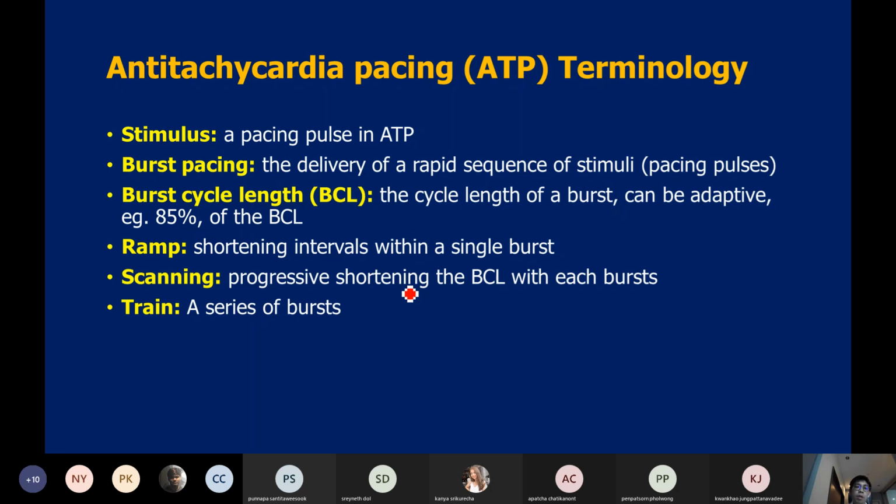Another term in ATP is ramp. Ramp is similar to burst, but ramp is when you pace with a faster rate, with shortening intervals within a single burst. Like if you pace with the first beat at 360 millisecond cycle length, the second beat may be 340, 320, and 300. This is called ramp. Ramp means pacing a burst of ATP with a faster rate within one set of ATP.